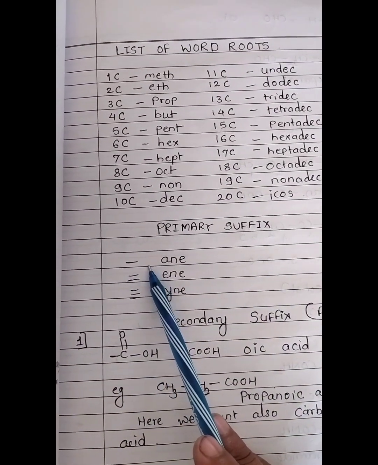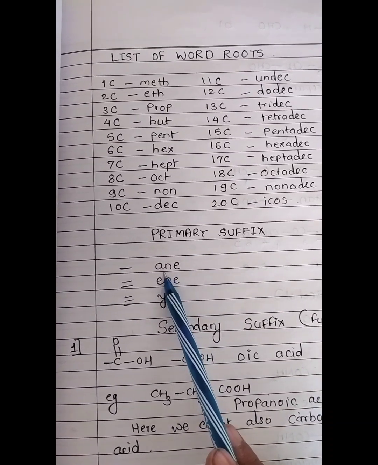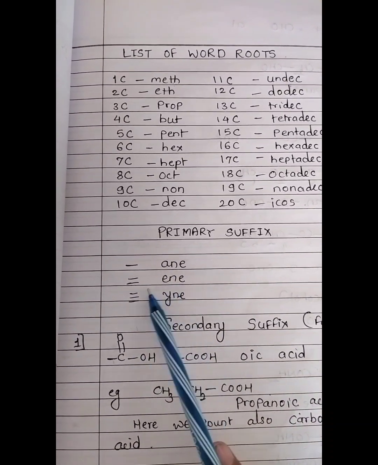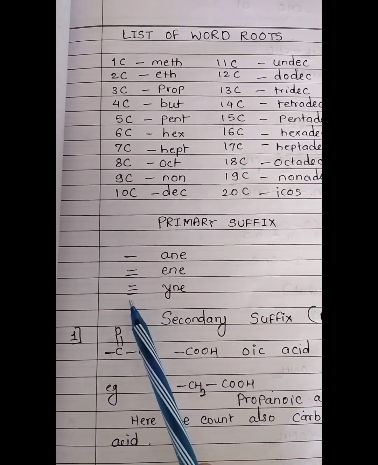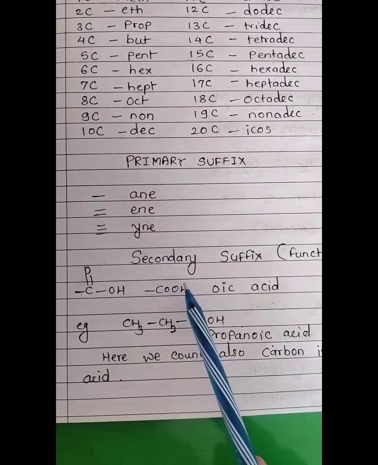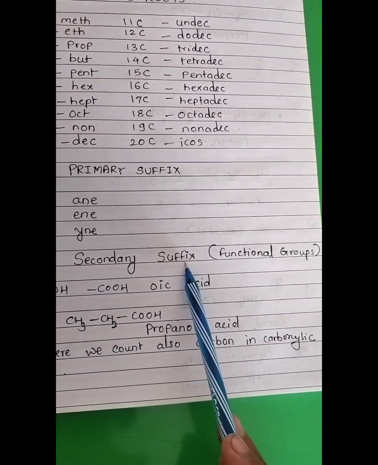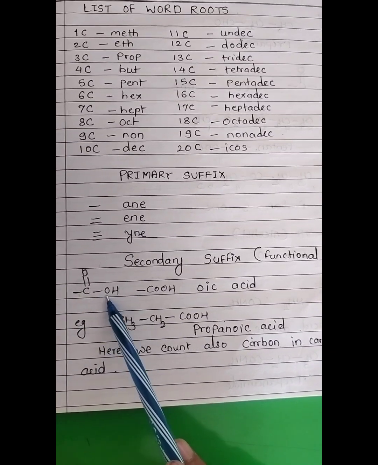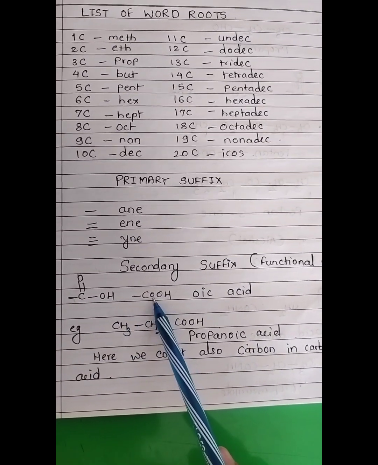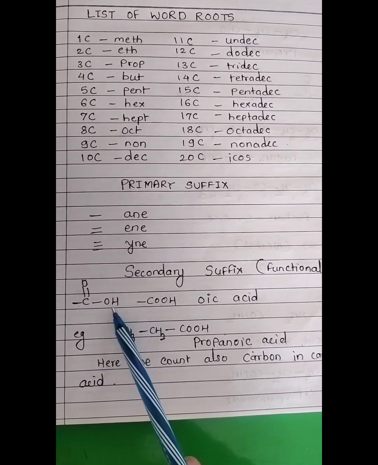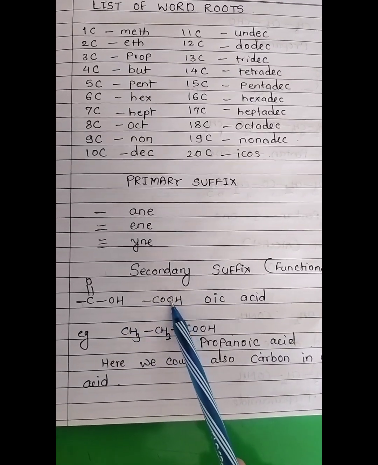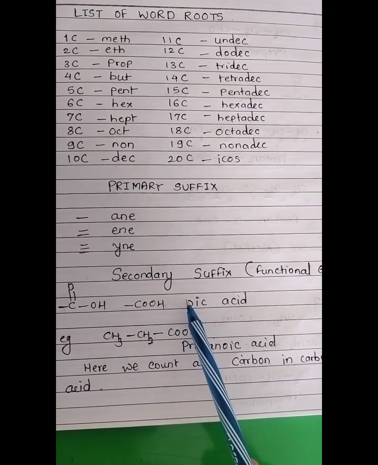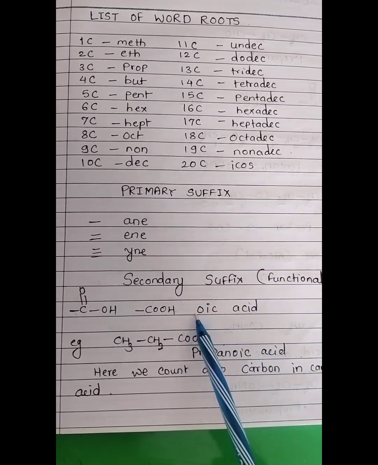Then primary suffix. For carbon-carbon single bond we use primary suffix ANE. If carbon-carbon double bond we use ENE. If carbon-carbon triple bond we use YNE. Then secondary suffix or functional groups. If it is C double bond O, dash OH, this is carboxylic acid, which we also write as COOH. So the secondary suffix for carboxylic acid is OIC acid.